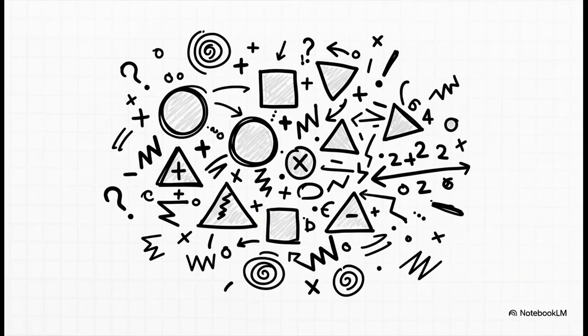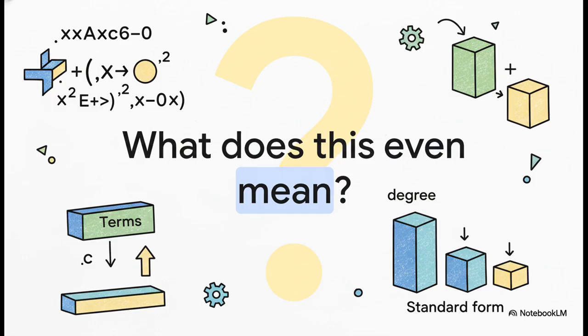So, you're looking at your textbook and you see something like this. At first glance, it can look like a total jumble of symbols, numbers, and exponents. It just feels complicated, maybe even a little intimidating. But I promise you, there's a really simple, really elegant logic hiding in there, and we're going to find it together. So, what does this even mean?